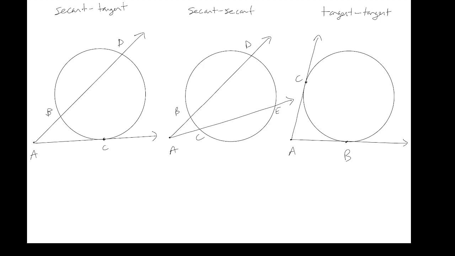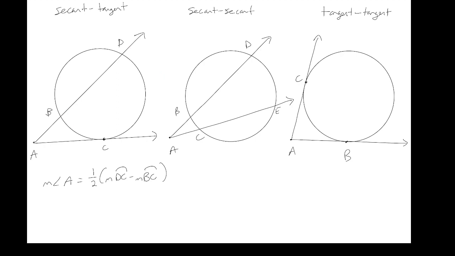It's going to be that the measure of the angle outside of the circle, A, is going to be dictated by 1/2 of the difference of the two arcs that are formed, the outer arc and the inner arc. So it's going to be A is equal to 1/2 of the measure of arc DC minus the measure of arc BC. In other words, it's 1/2 of the outer minus the inner.